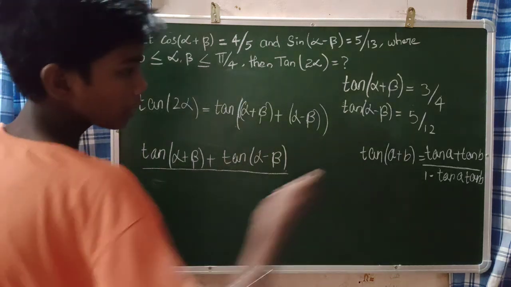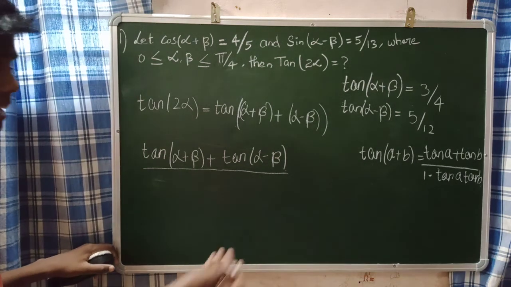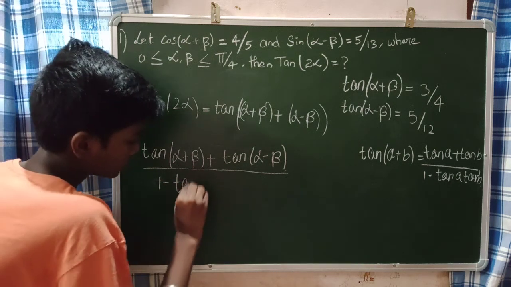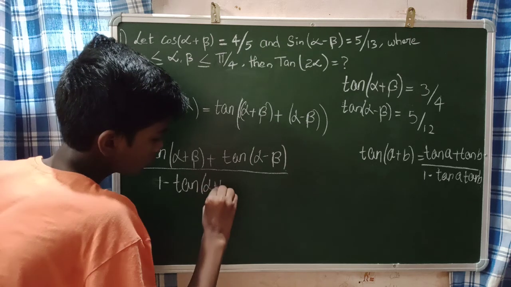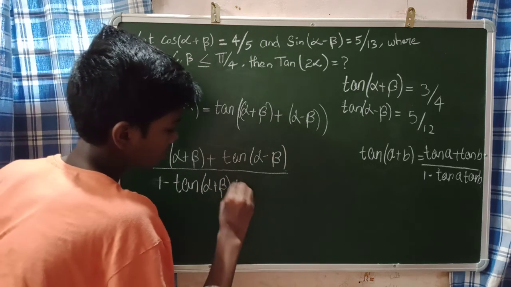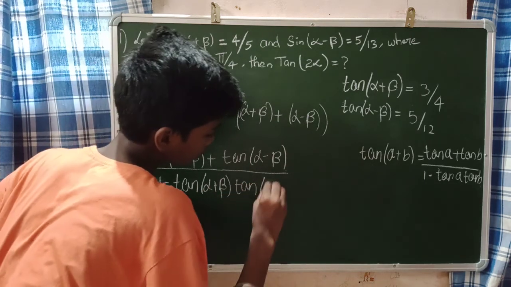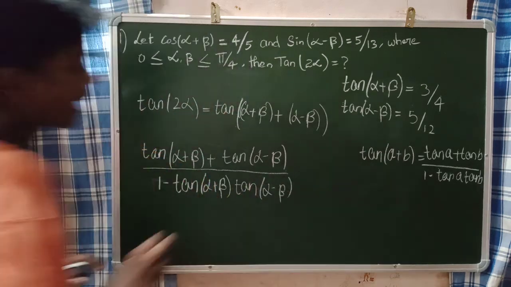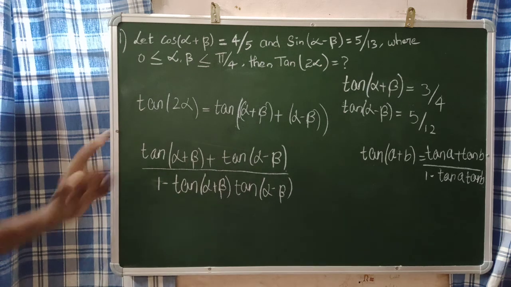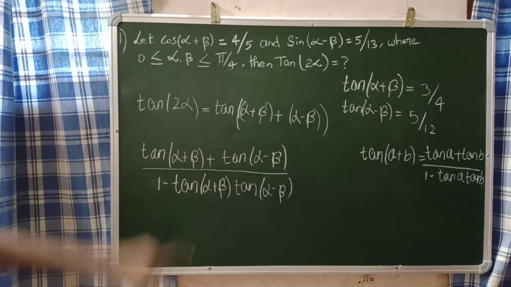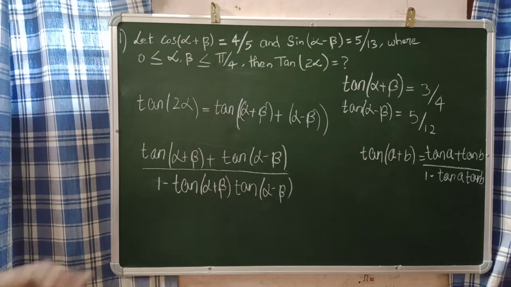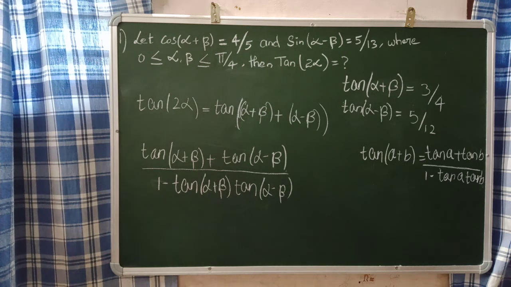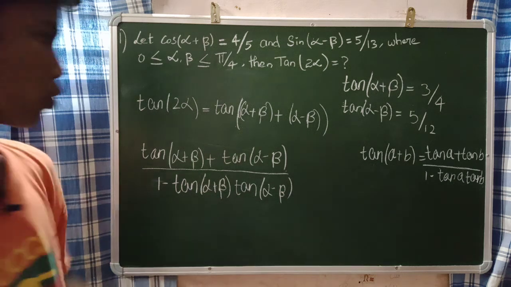Now divided by 1 minus tan A tan B. 1 minus tan A tan B means 1 minus tan of (alpha plus beta) into tan of (alpha minus beta). Just by using the tan of A plus B formula, I would write tan of (alpha plus beta) plus tan of (alpha minus beta) divided by 1 minus tan of (alpha plus beta) into tan of (alpha minus beta).